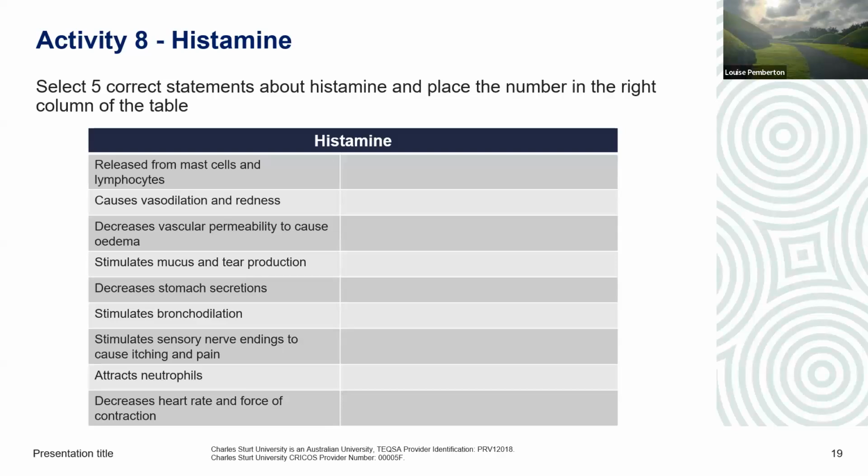Okay, and that's a good thing because it will prevent the pathogens or whatever from getting down into the more fragile parts of the lungs by causing bronchoconstriction of the bronchioles and the bronchi. Does it stimulate nerve endings to cause itchiness and pain? Yes. Does it attract neutrophils? Absolutely. And this one is incorrect because it increases heart rate and force of contraction. Okay.